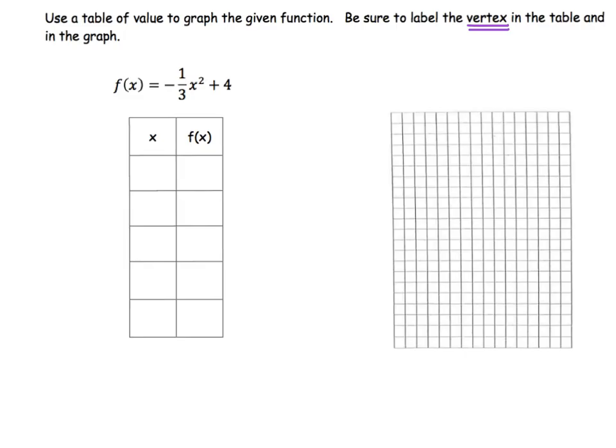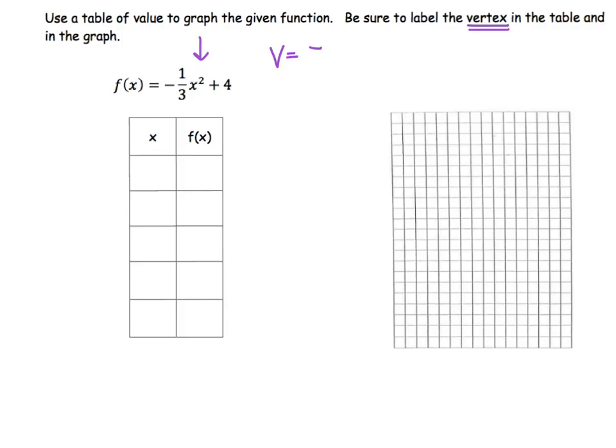So when we're trying to find a table of values to graph, the first thing we need to do if we're dealing with parabolas, and this is a quadratic, which makes a parabola because it's an x squared as our highest power, is start by finding the x value of our vertex so that we know how to center our points to get the full picture.